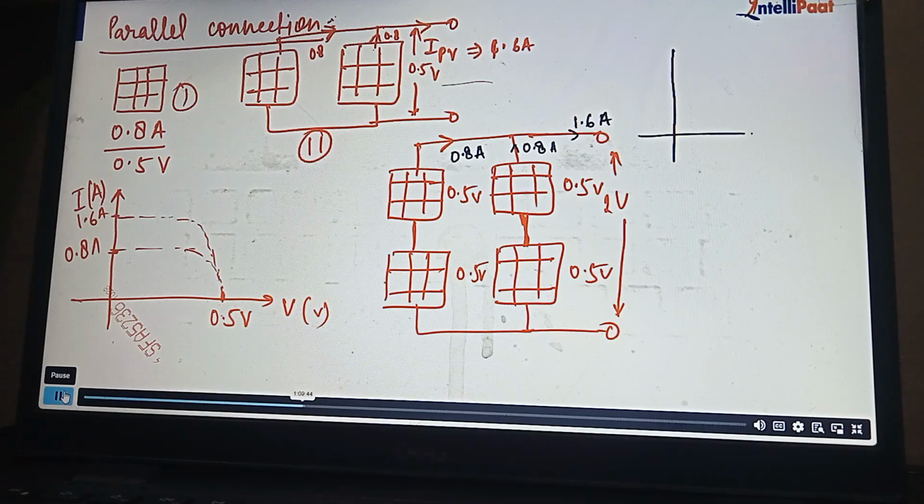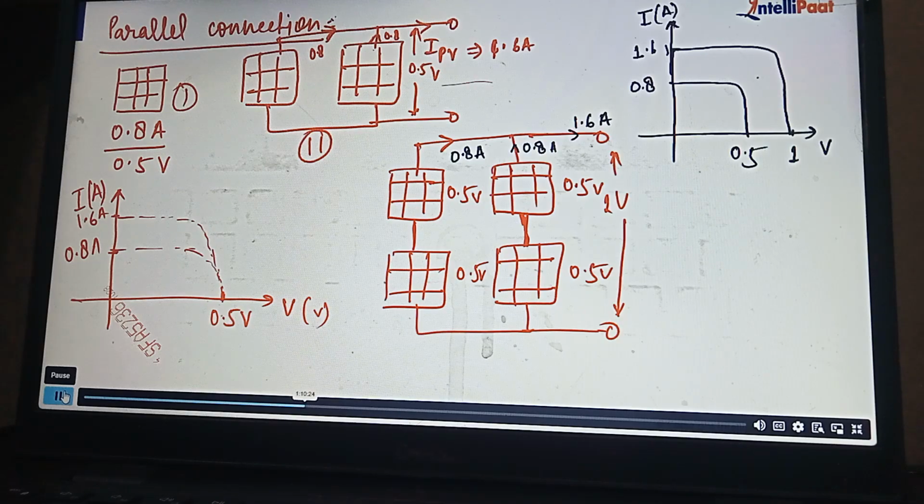Now you can draw the PV characteristic. Initially, it was only 0.8 for one panel and 0.5. Now we will shift the characteristic in the x-axis as well as in the y-axis. It doesn't mean it will be shifted only in the x-axis or y-axis; in both axes it is going to shift. So suppose this is 1.6 ampere and this is 1 volt. My characteristic is going to shift in this way. Initially we have this characteristic, but now it has been shifted in the x-axis as well as in the y-axis. So this is the characteristic for this panel.